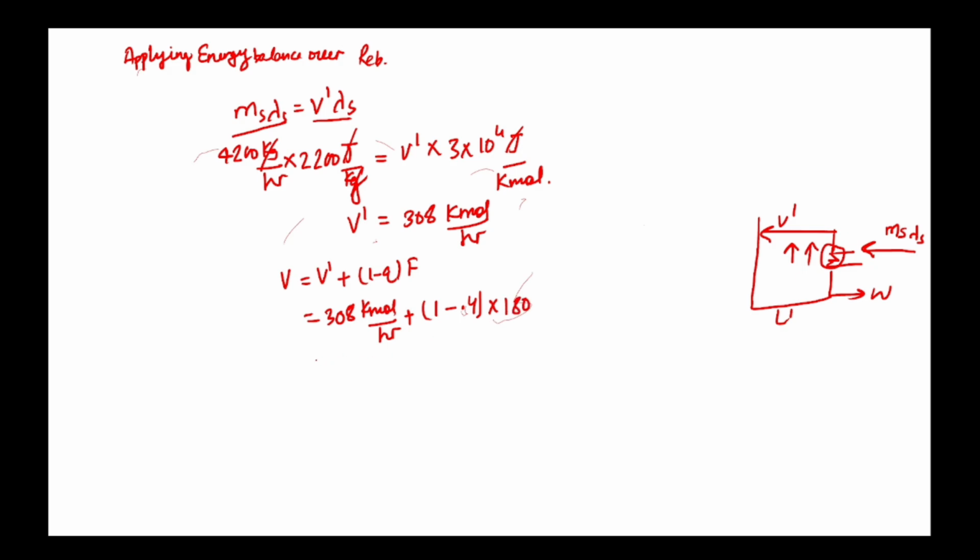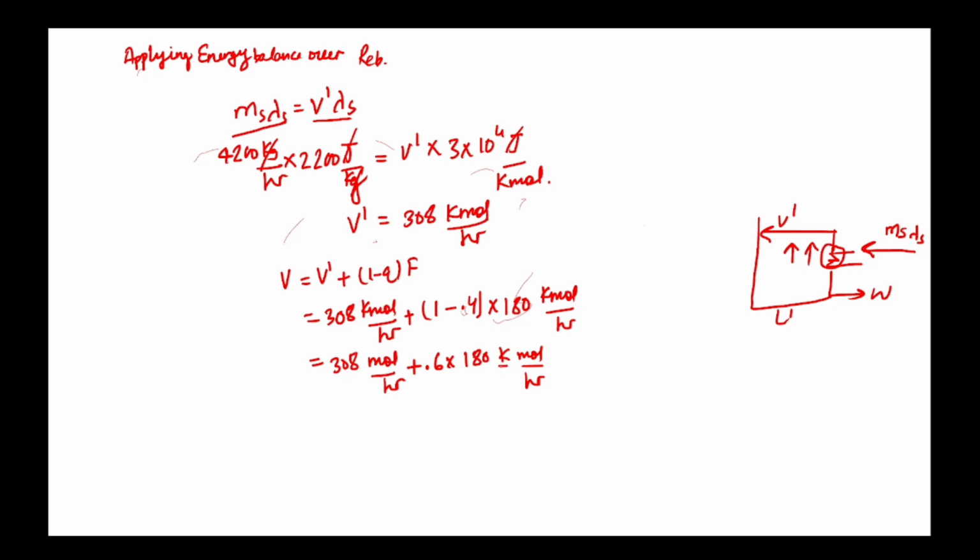180. This will give 180 kilomole per hour. Remember, if this will be in mole per hour, see how important the unit is. If I write, for example, 308 mole per hour, somehow I will get this in mole per hour, just for example, plus 0.6 into 180 kilomole per hour. Then this mole per hour and this mole per hour will add.